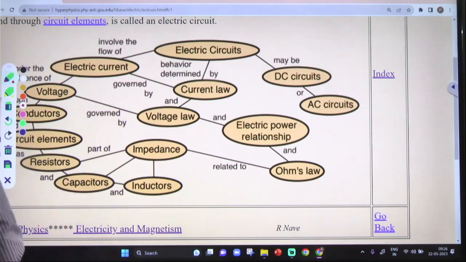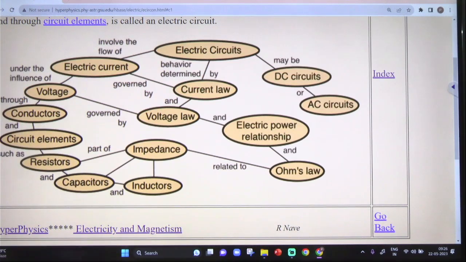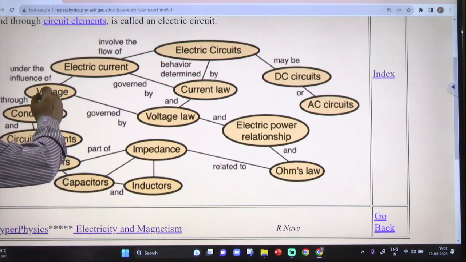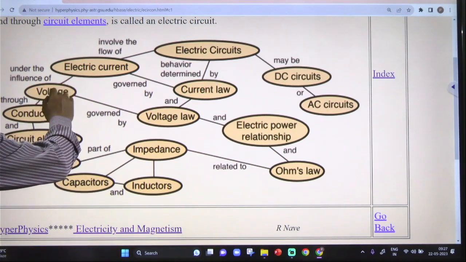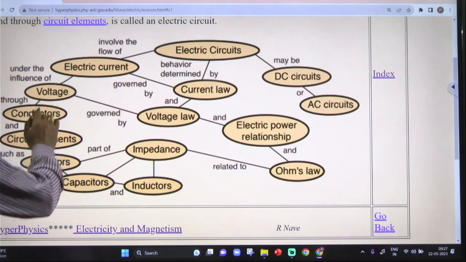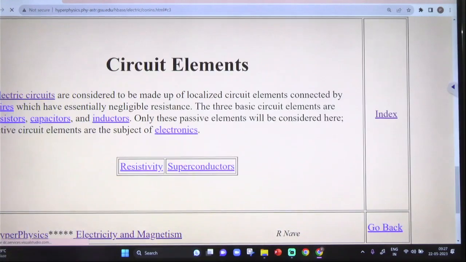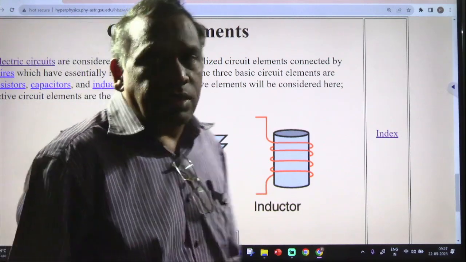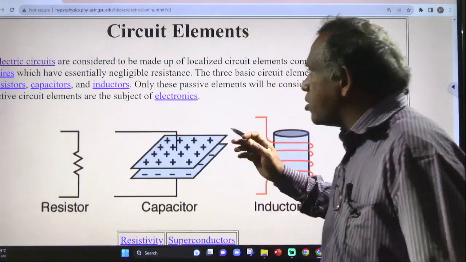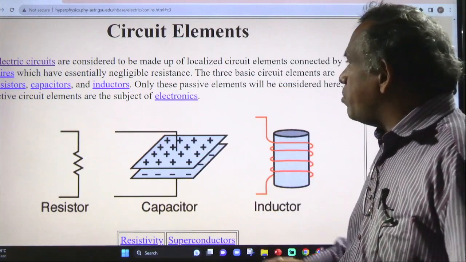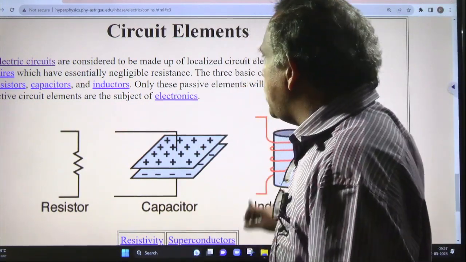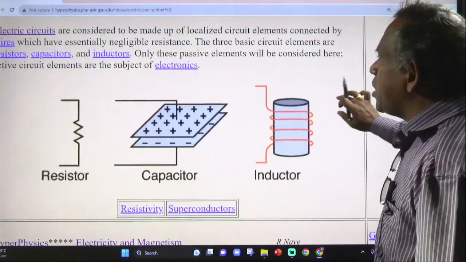So we'll come to the case of electric circuits, where there is voltage. Under the influence of voltage only, this will take place. These are the circuit elements we have just seen. Electric circuits are considered to be made up of localized circuit elements connected by wires with negligible resistance.